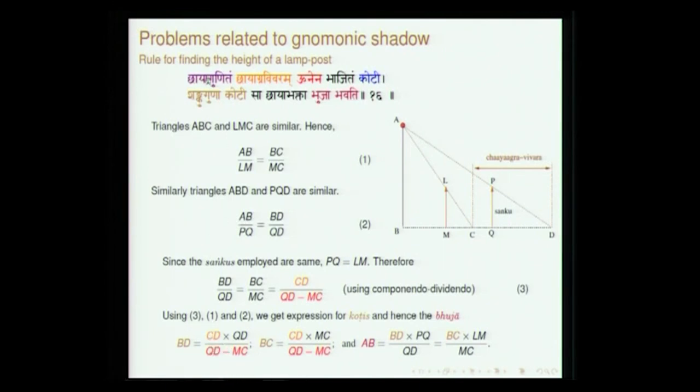So look at this now and connect it with the verse. Chaya gunitam: chaya is QD in the first case. Gunitam what? CD, chayagra vivaram. Chaya gunitam chayagra vivaram, then you divide by unena bhajitam koti. This is one koti, this is another koti. Shanku guna koti: then he says, you multiply this koti by the shanku. PQ and LM are both shankus, so they are obviously of the same dimension. When you conduct this experiment, shanku guna koti sa chaya bhakta, divided by the corresponding chayas, that will give you bhuja. So either you can use this expression or this expression, and you will be able to get the height of the lamp post.